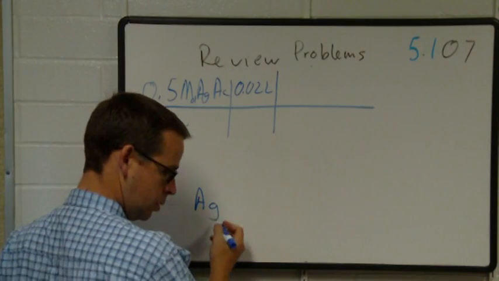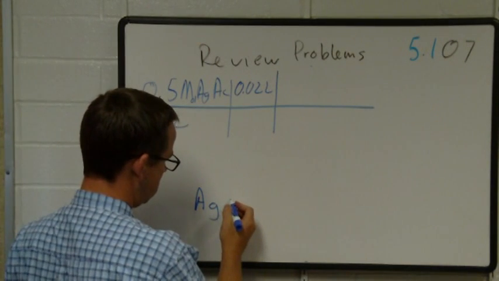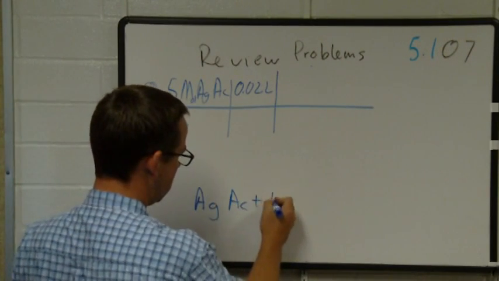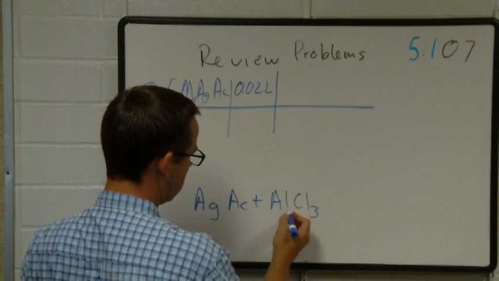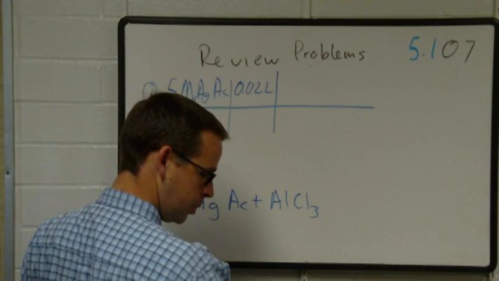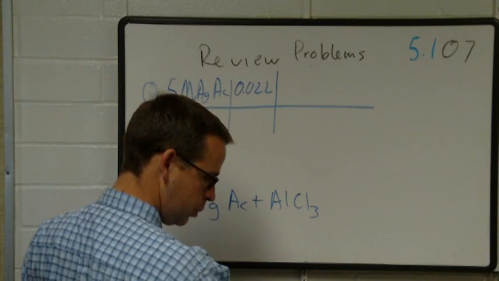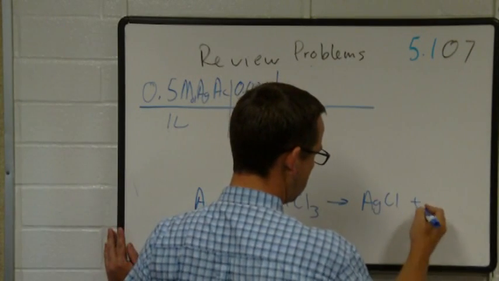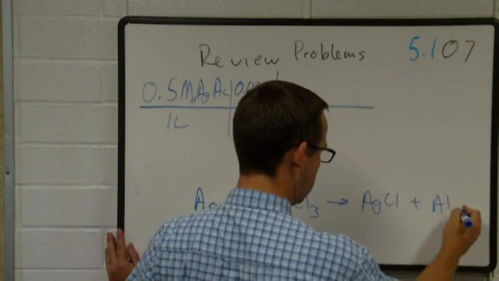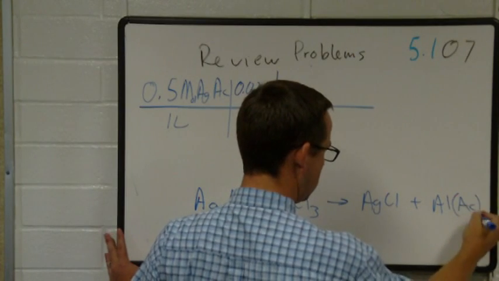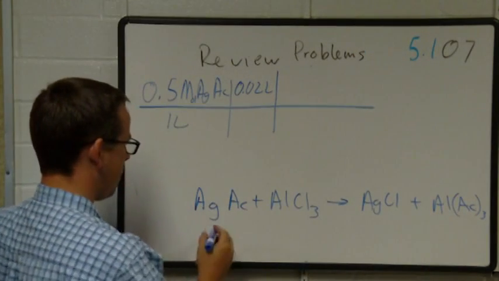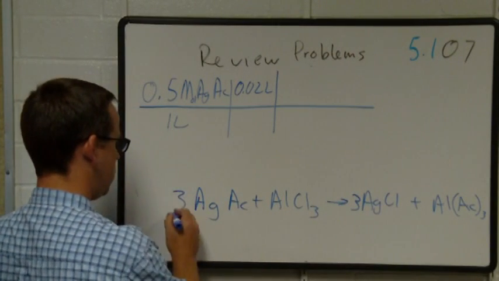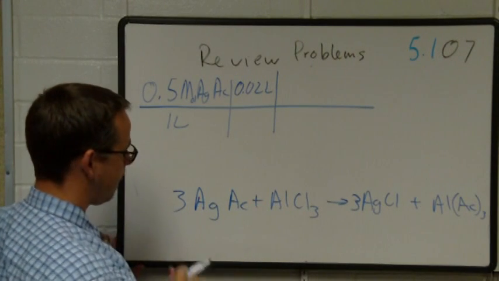So we have Ag acetate, AC for acetate, plus AlCl3, all right? 3 chlorides for 1 aluminum. Aluminum chloride, right? And then the product is going to be AgCl and Al acetate, and there's going to have to be 3 acetates for the aluminum. So we have to balance this. We see that we're going to need 3 chloride ions, 3 silver, 3 acetates.